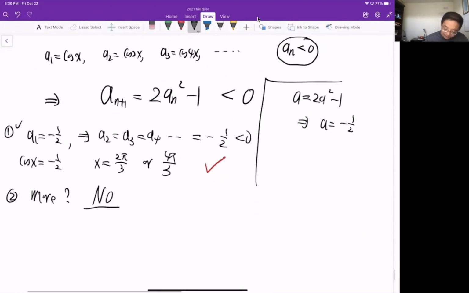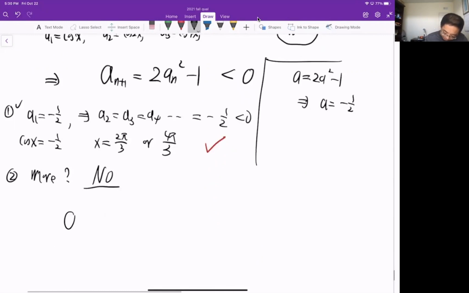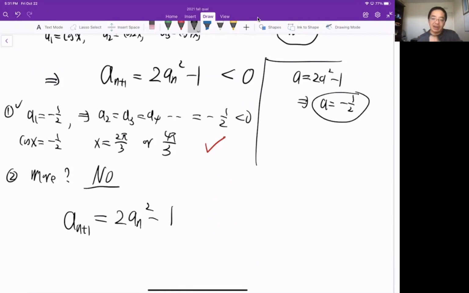The answer is no. That's all we have. We don't have other possibilities. Now let's see why. Okay, so if we have a_{n+1}, let's recall, we have a_n squared minus 1. Because we know negative 1/2, this one is special. We call it a fixed point, since if you start from negative 1/2, everything remains as negative 1/2. That's a fixed point, right?